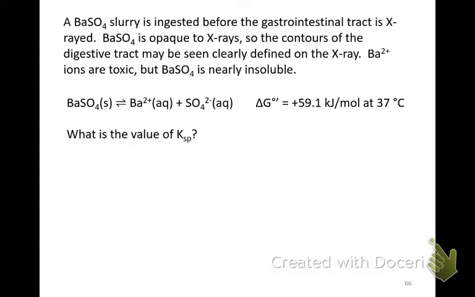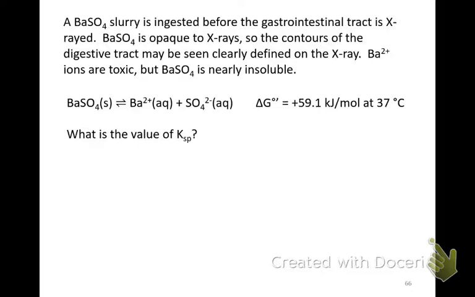Okay, so here's a biochemical example. When gastrointestinal x-rays are taken, the patient often ingests a barium sulfate slurry. We say slurry because barium sulfate is not soluble, so it's kind of like a barium sulfate milkshake. The barium sulfate is opaque to x-rays, and that allows the radiologist to see the digestive tract clearly defined, so that way you could be looking for something like a blockage.